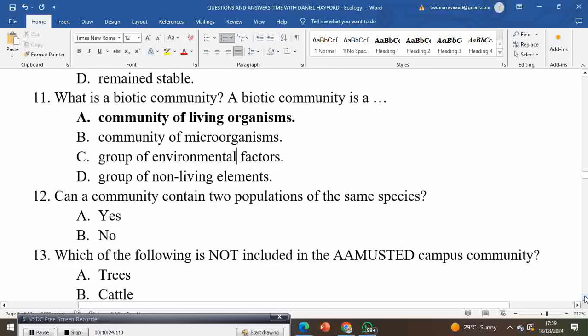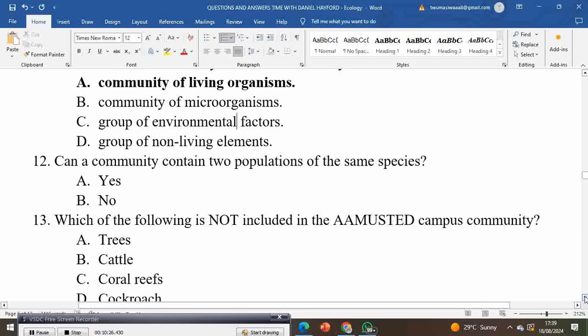Now, question number 12. Can a community contain two populations of the same species? So our answer here is no.